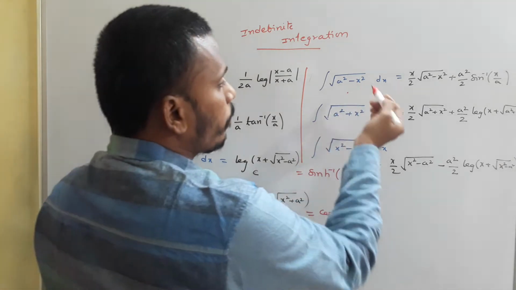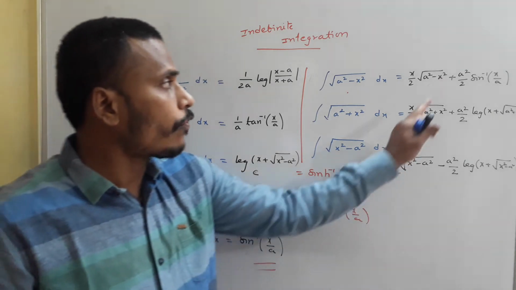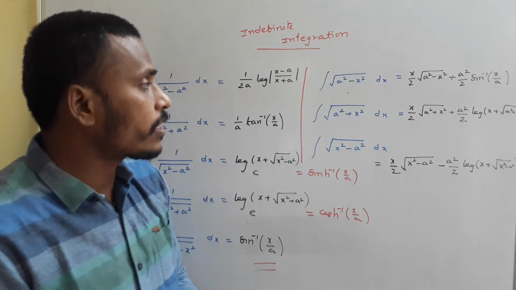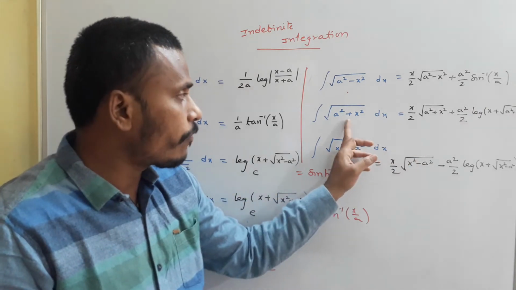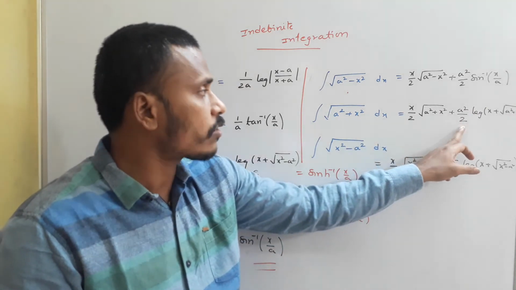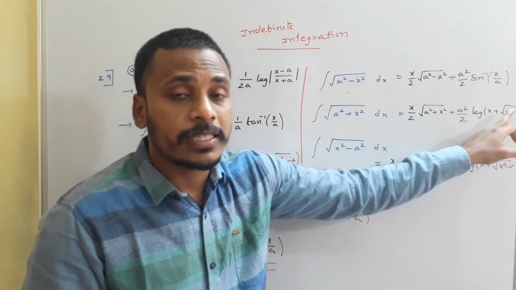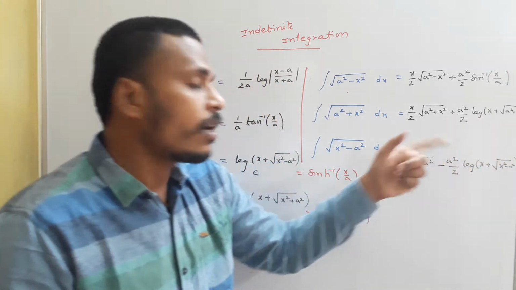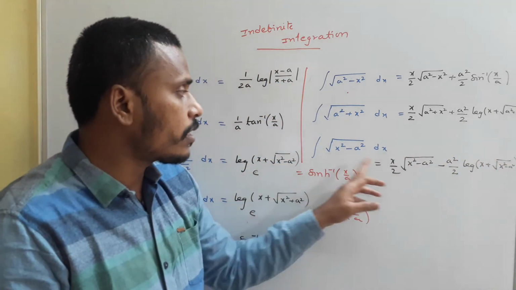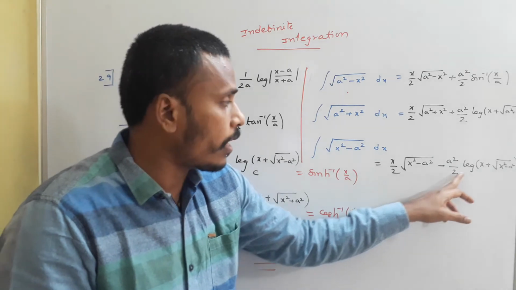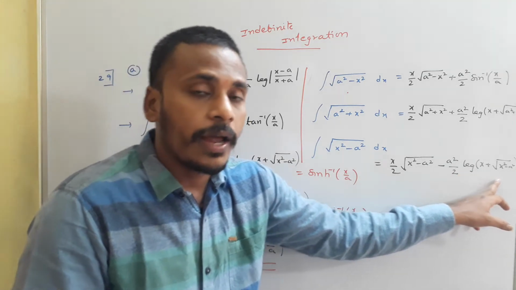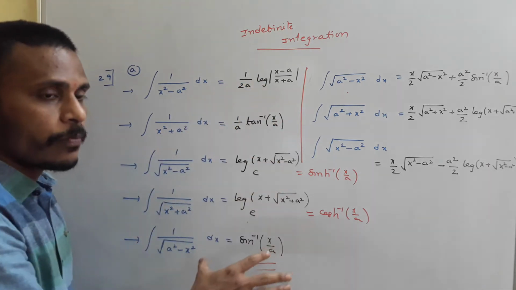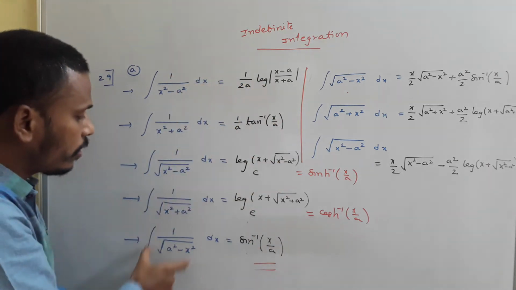For the first one, what is our answer? x by 2 root of a square minus x square plus a square by 2 into sin inverse x by a. For the second one, x by 2 into the same function, root of x square plus a square, plus a square by 2 into the logarithm of x plus root of x square plus a square. There is a chance of rewriting it with sinh inverse x by a. And the third is x by 2 root of x square minus a square minus a square by 2 into this logarithm, and there is a chance of rewriting it as cosh inverse of x by a. First of all, just observe this, and I will give you some problems based on these integrals now.